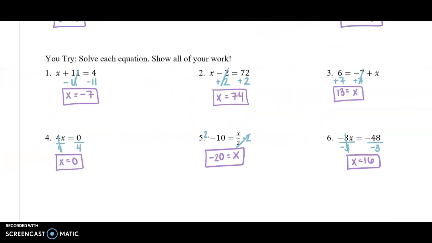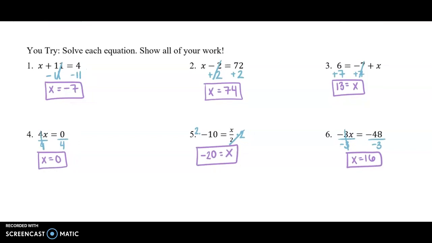So if you had problems with any of those, you can pause again, look at the work that I did, and then we'll spend some time in class tomorrow going over any problems that you still struggled with.